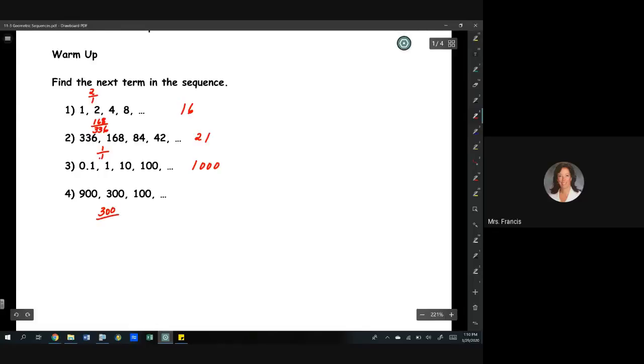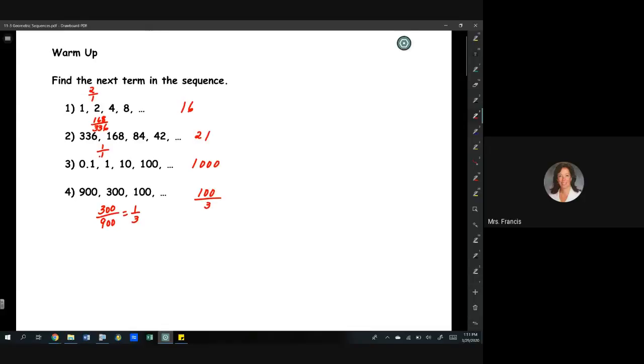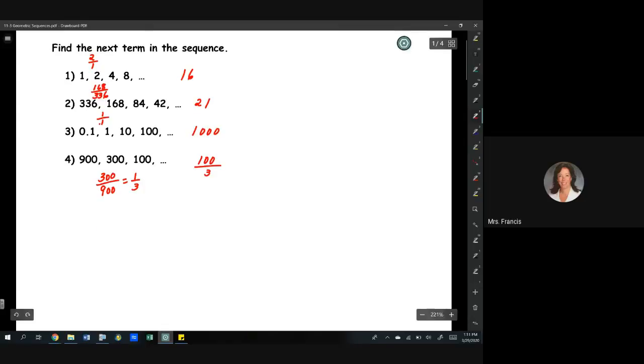300 divided by 900, that's a third. So it looks like I'm multiplying by a third to get to each of the next terms. So in this case, I would have 100 times a third, or 100 over 3. That would be my next term. So that's just a little way of introducing geometric sequences. We're going to break it down in our lesson today.